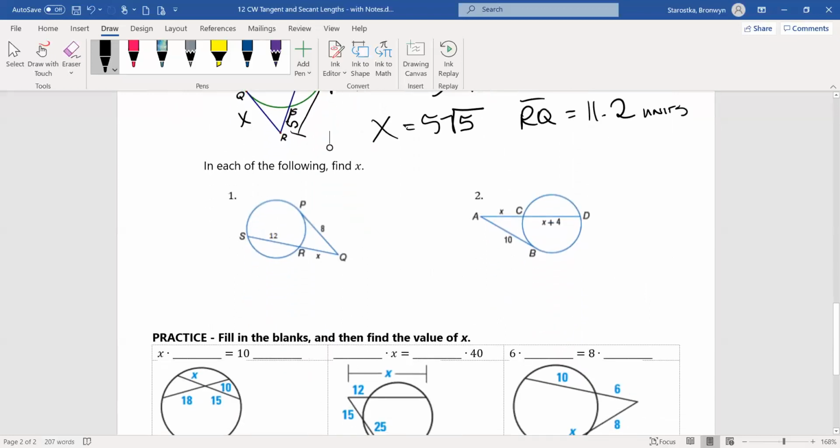All right, let's practice these. When I do this, I always find it easier to start with the side that I'm going to square, but you can do however you like. 8 squared equals X times, well, this whole length, X plus 12. So 64 equals x squared plus 12x.